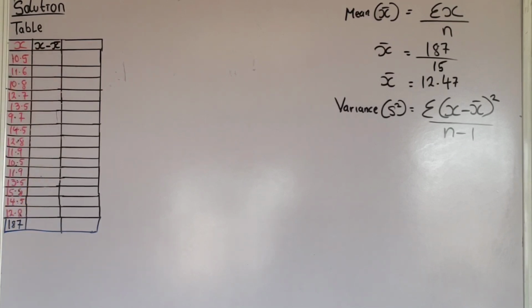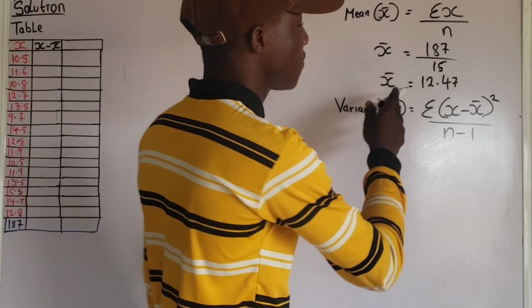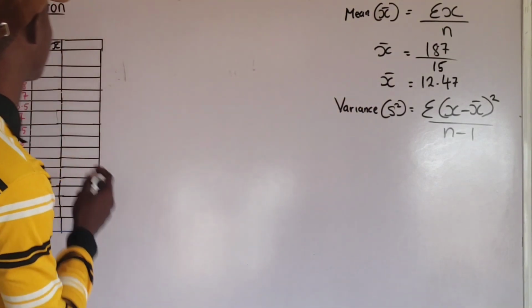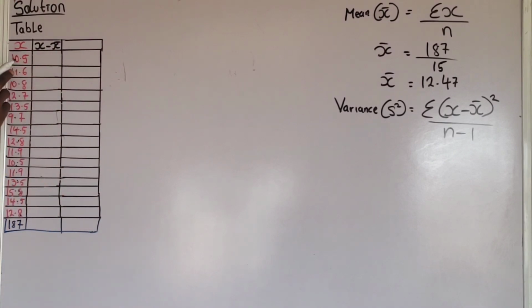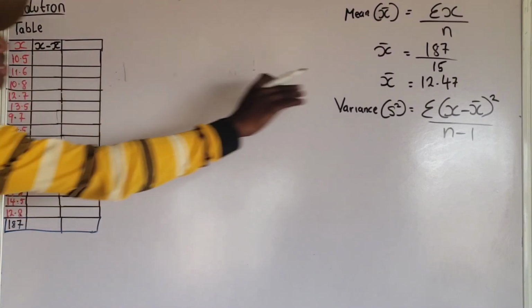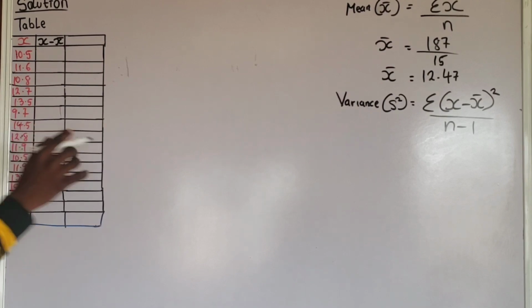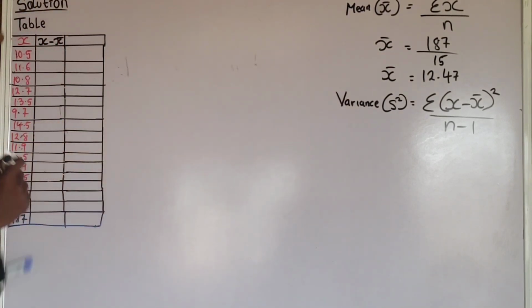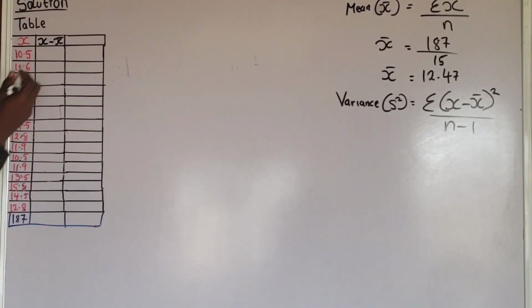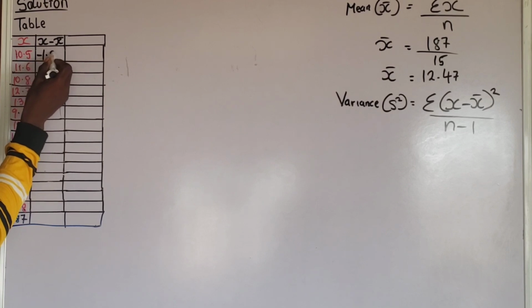That is the difference between the values of x that I have and the mean value. Don't forget that the mean value has been calculated as 12.47. So if I want to get the value for these cells, I'm going to subtract the corresponding x from this mean value. The corresponding x is 10.5, so I'm going to have 10.5 minus 12.47. That will give us negative 1.97. So I'm going to have here negative 1.97.